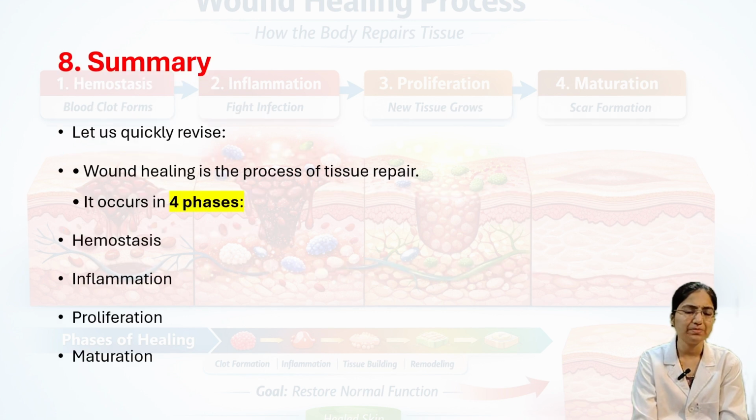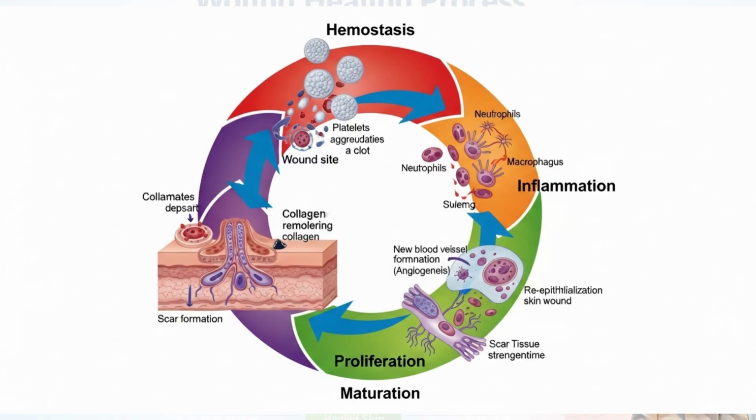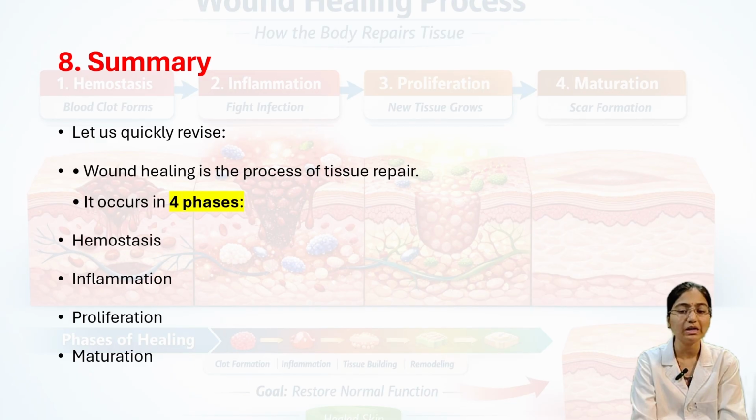And then we'll see summary quickly. Wound healing is the process of tissue repair. It occurs in 4 phases. We can see already we had discussed hemostasis, inflammation, proliferation, and then maturation or remodeling. Remodeling phase we can see.